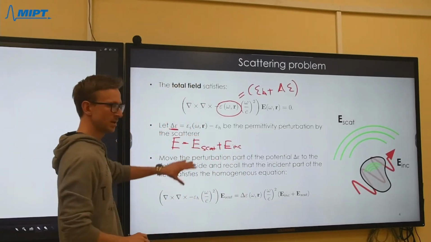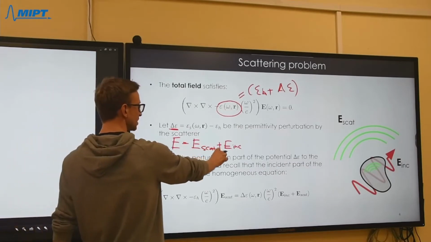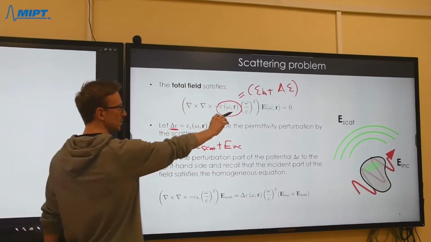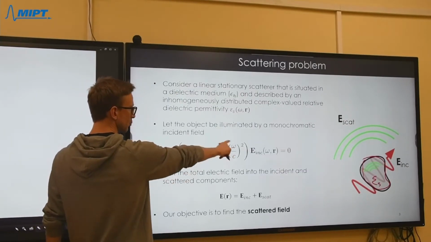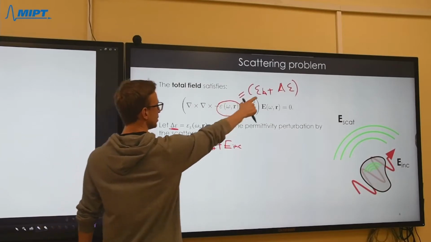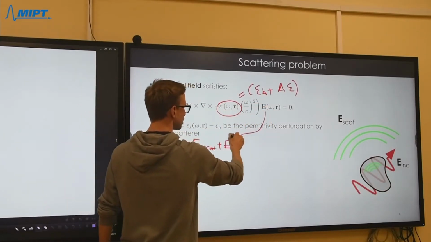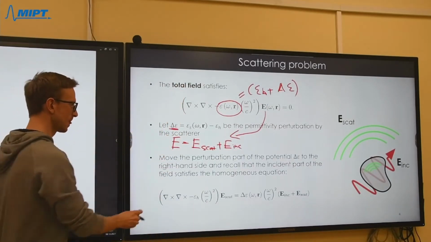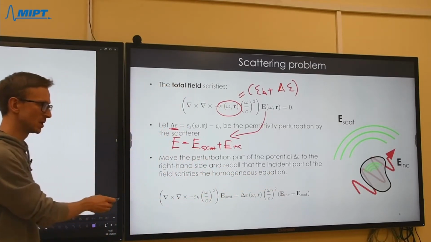And then, when we do this trick, we recall that the incident field satisfies the homogeneous wave equation with epsilon host, right? So when we substitute epsilon for this, and when we substitute electric fields with this, some terms in this equation will cancel, and that will lead us to that. This is the result of this manipulation.